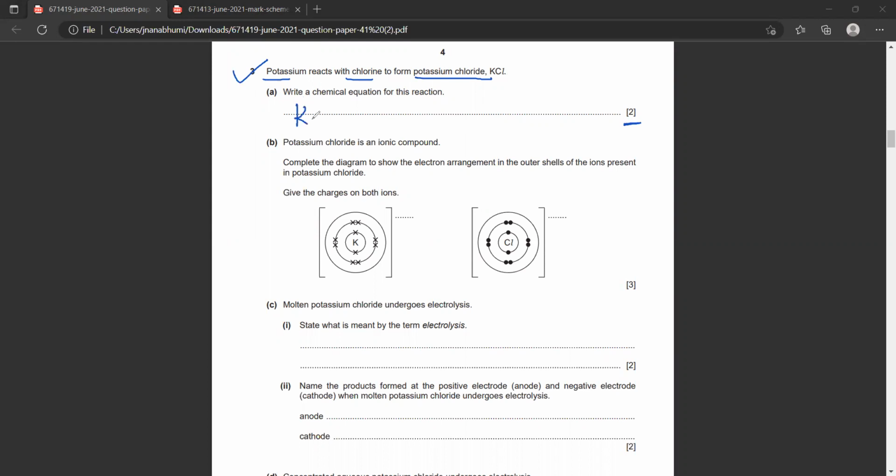So the potassium symbol is K. Chlorine exists in the form of a gas, Cl2. So it is forming potassium chloride, KCl, right? So just balance it. Potassium is 1, chlorine is 2 here, so right here 2. So 2K plus Cl2 producing 2KCl. So this is the chemical reaction for this one. It is of 2 marks. Just write up to this point only. So chlorine is present on the left hand side.